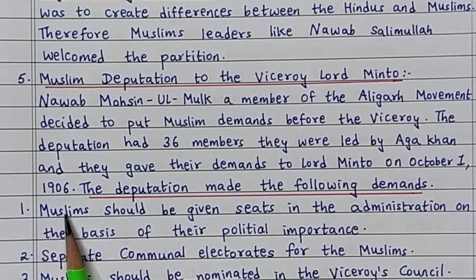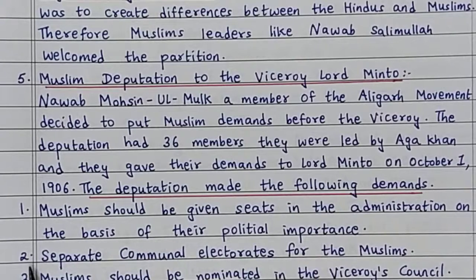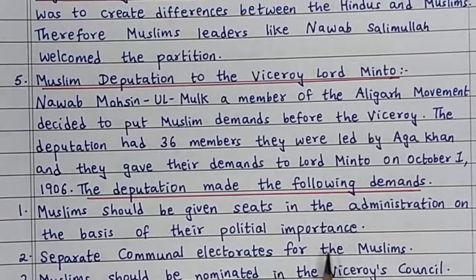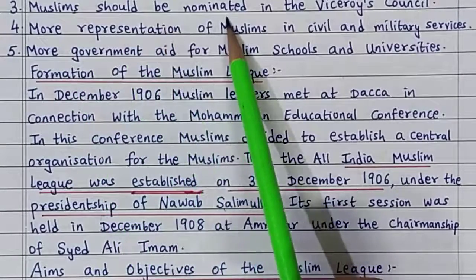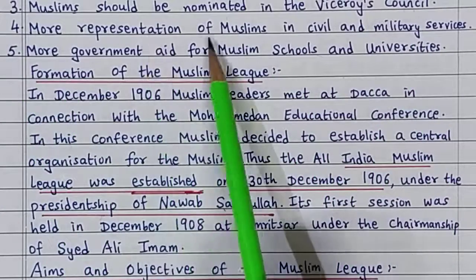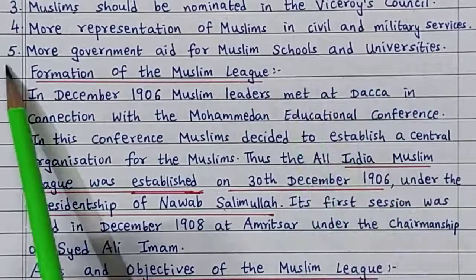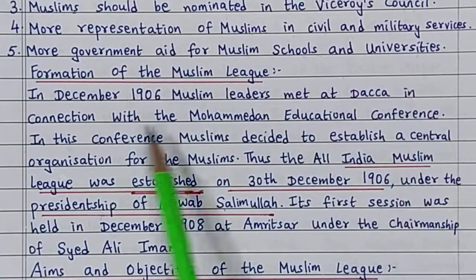Number 1. Muslims should be given seats in the administration on the basis of their political importance. Second, separate communal electorates for the Muslims. Third, Muslims should be nominated in the Viceroy's Council. Fourth, more representation of Muslims in civil and military services. Fifth, more government aid for Muslim schools and universities.